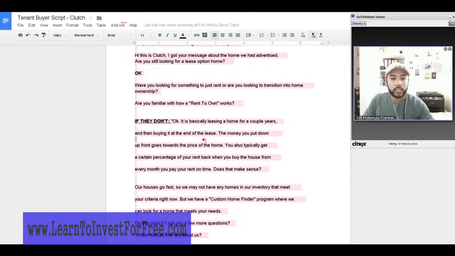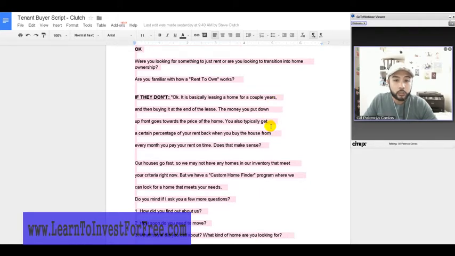Okay, so basically it's leasing a home for a couple years and then buying it at the end of the lease. There is money that is put down up front, or an option deposit is paid, and it goes towards the purchase price of the home. You also typically get a certain percentage of your rent back when you buy the house, from every month you pay your rent on time. Does that make sense?